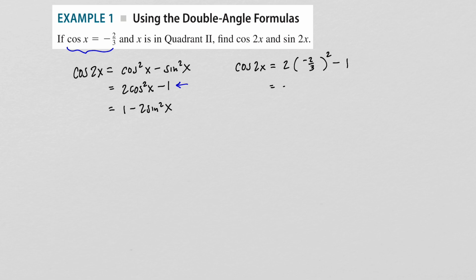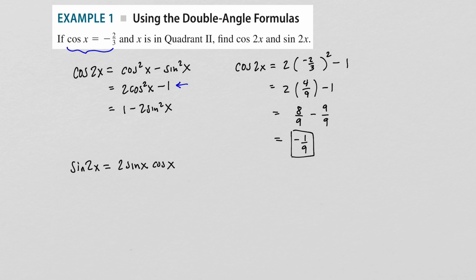Now if we do the math here, we have 2 times 4/9 minus 1. This is 8/9 minus 1, which is 9/9, and this gives us a result of negative 1/9. Now we could have used either of these other two formulas, but to use these, we would have had to know what the sine of x is. Now, to find the sine of 2x, we're going to use that formula, which is 2 sine of x cosine of x. And to get this, we will need to finally know what is the sine of x.